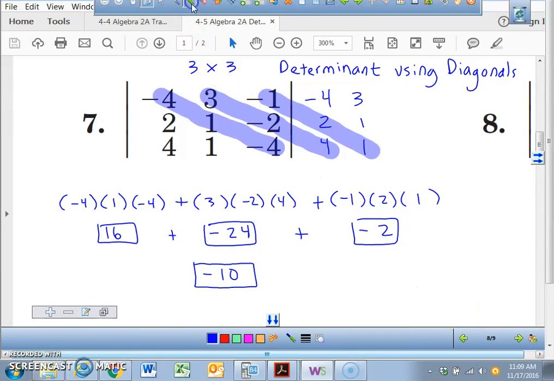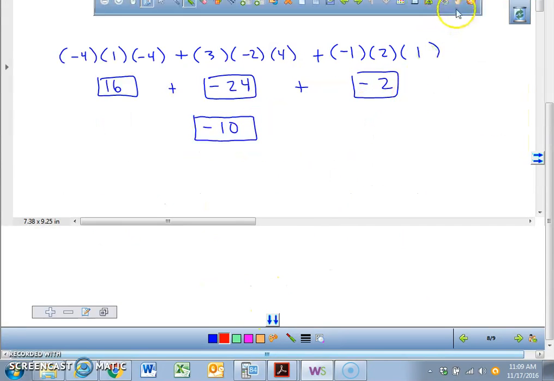The next part I want you to do is I'm going to change colors now, and I'm going to start at this 4, and I'm going to make a diagonal going across the other direction. That's why it's very important for you guys to organize things very neatly. Okay? So I'm going to scroll down just a little bit.